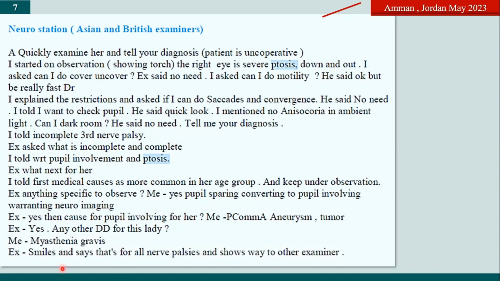So finally, the candidate said myasthenia, and whenever you get such a smile, you are at peace. Here, the examiner was actually educating the candidate, saying that for all nerve palsies you have to incorporate myasthenia gravis, as long as the pupil is not affected. As I said many times in the previous class, myasthenia gravis is in the differential diagnosis of any ophthalmoparesis in the absence of pupil affection, in the absence of pain, even if there is no ptosis.